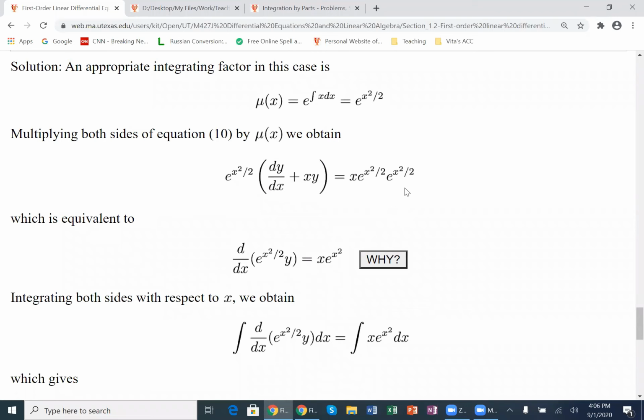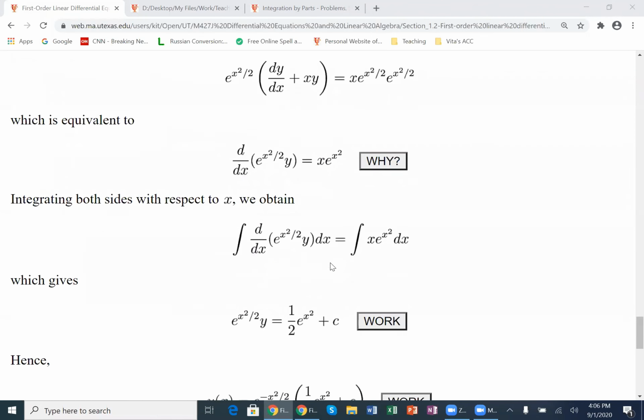The right-hand side is the following. E to x squared over 2 times e to x squared over 2 is equal to e to x squared over 2 plus x squared over 2. But x squared over 2 plus itself is x squared. It's exactly what is written here. Another way to think about it is the following. What is written here is simply e to x squared over 2 squared, which is e to x squared. So we jump from here to here, and then we integrate both sides.